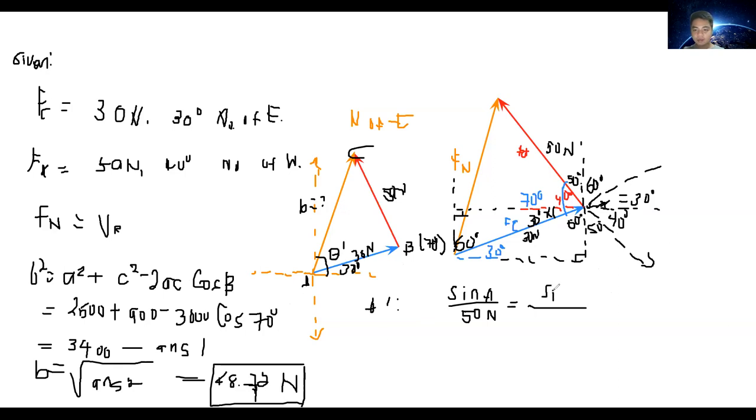We have sine B. What is B? That is 70 degrees. Sine 70 degrees divided by the B. We have already obtained the value of B. That is 48.72 newtons. Cross multiply, then divide by 48.72 newtons, and then determine the inverse sine. So, ang answer natin is the inverse sine of 50 newtons multiplied to sine 70 degrees, divided by 48.72 newtons.